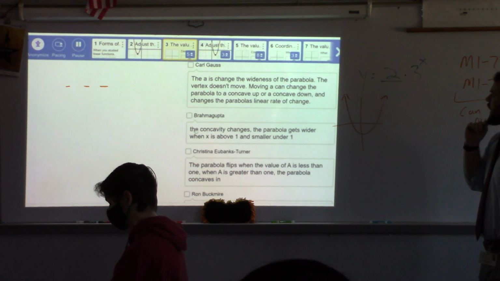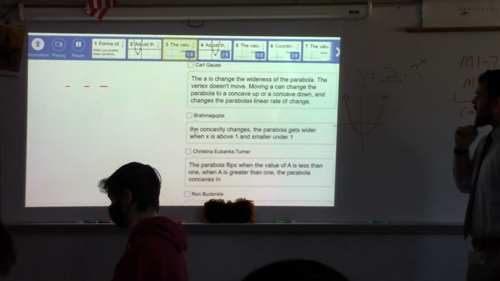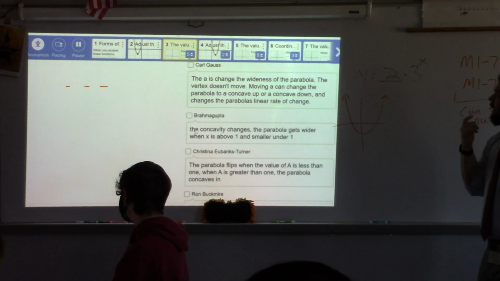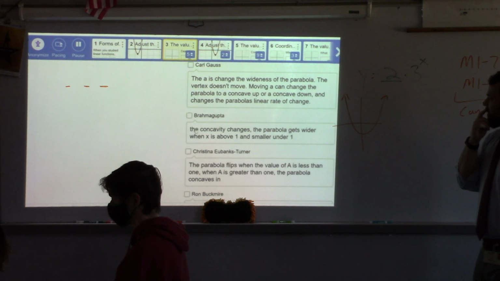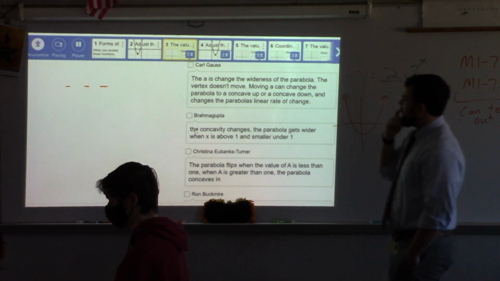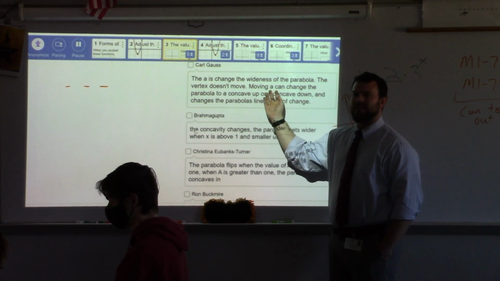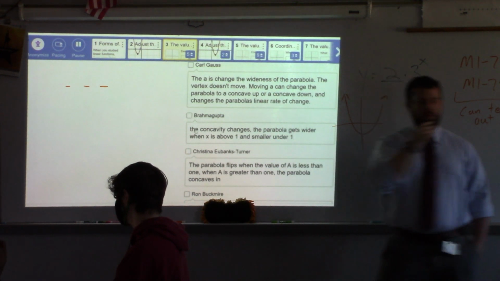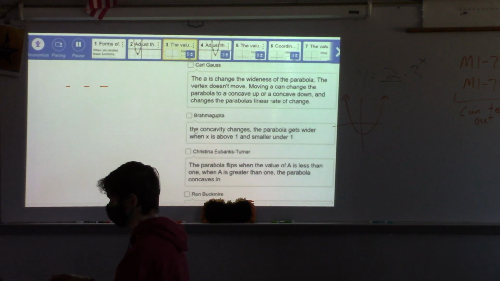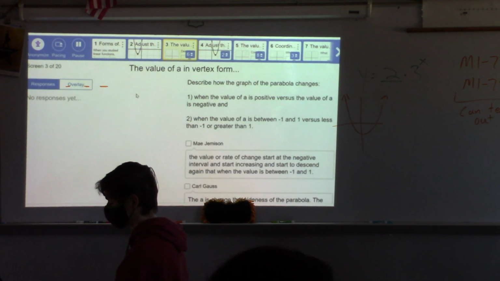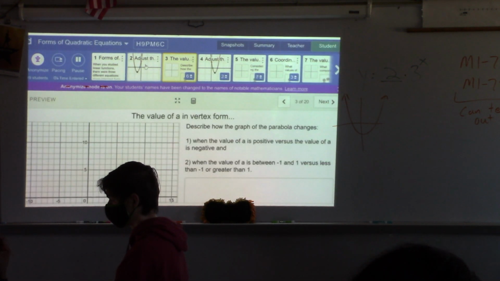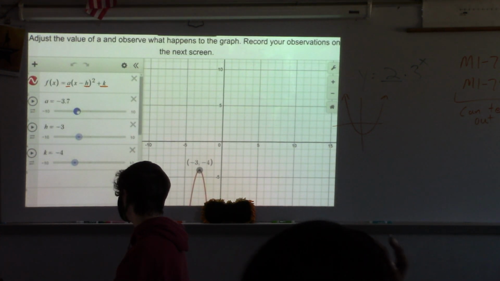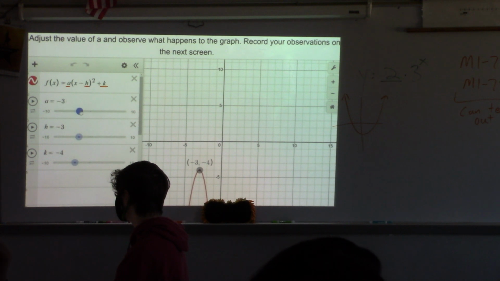Moving A can change the parabola to a concave up or a concave down, and changes the parabola's linear rate of change. Now, I want to pause for a second, and I want to look at this. Are you moving A? Thinking about that language. So let's go back now. I want to look at this page. Alright, let's look at page 2 really quickly.